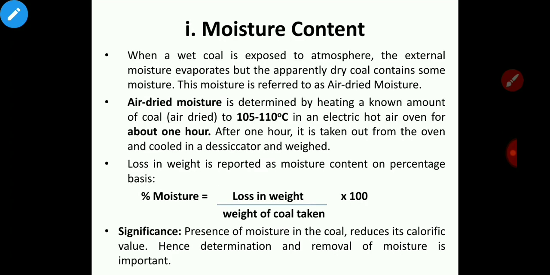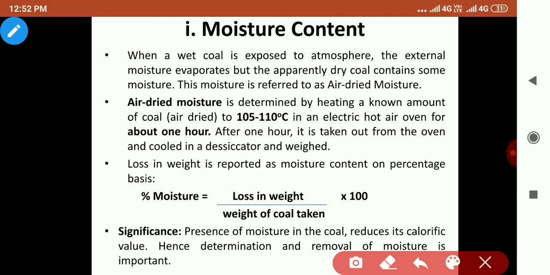Let's say we start with moisture content, and obviously we have to start with the moisture content because this is the first step of proximate analysis. So how do we determine the moisture content and what do we exactly mean by moisture content? Let us see. When a wet coal is exposed to atmosphere, the external moisture evaporates. जब आप किसी भी wet coal को moisture से free करने के लिए environment में, atmosphere में रखकर dry करने देते हैं, तो आपको ज़रूर ऐसा लगेगा कि वो dry हो गया है.